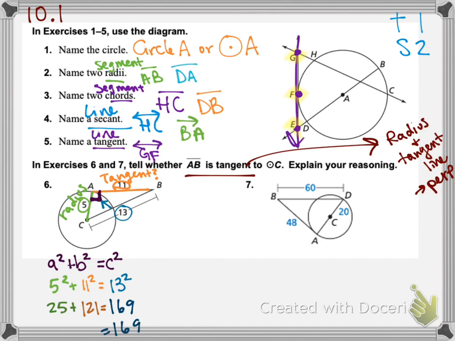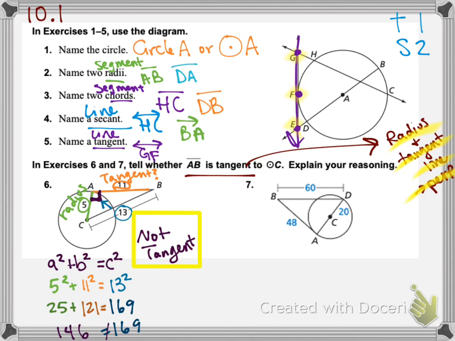Add them together, and we get 146, which does not equal 169, so this is not tangent. On your quiz, you do need to know why it is not tangent. It's not tangent because the radius and the tangent line are not perpendicular. So make sure you know why it is the way it is.